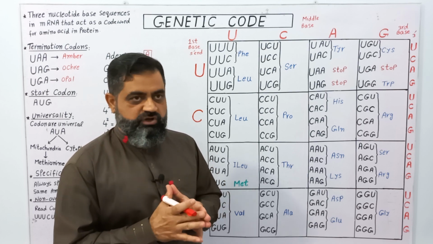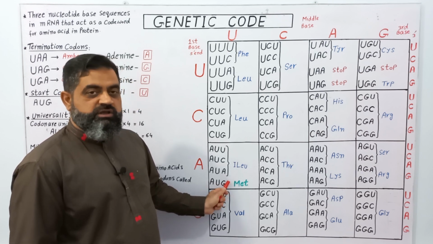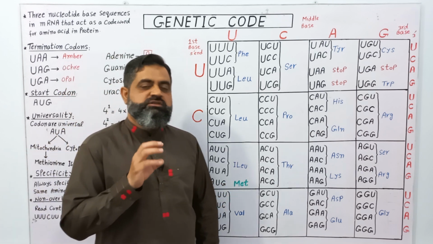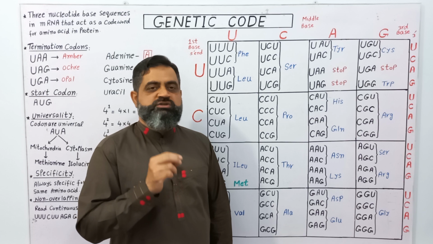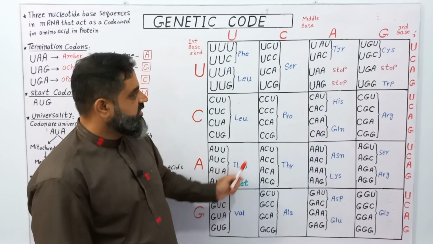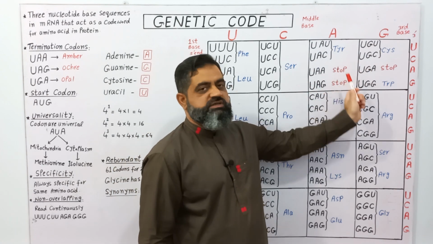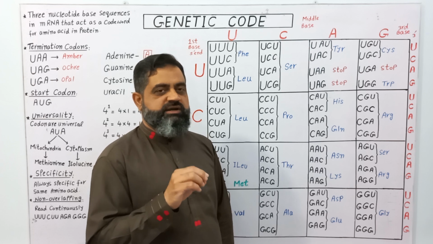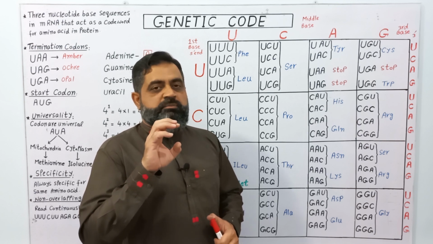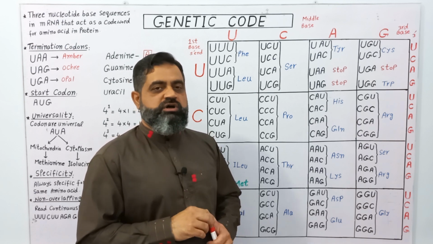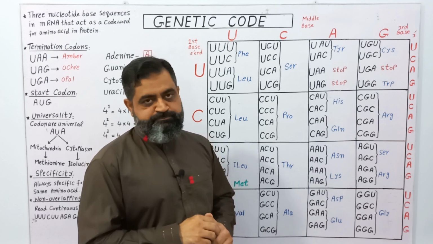Out of these 64 codons, one codon right over here, AUG, which represents methionine, is known as the start codon because this codon is always present at the start point of messenger RNA to synthesize a particular protein. While UAA, UAG, and UGA right over here are known as stop codons because they are present at the terminal portion of messenger RNA to stop the synthesis of protein. That is why these 3 codons are known as termination codons, stop codons, or nonsense codons.